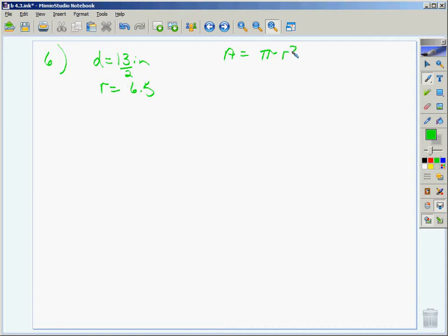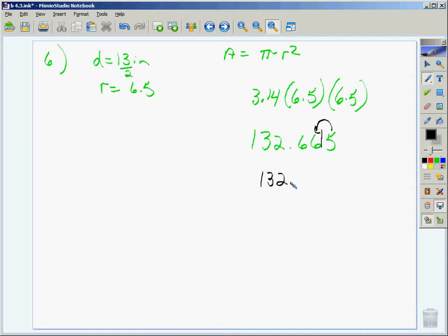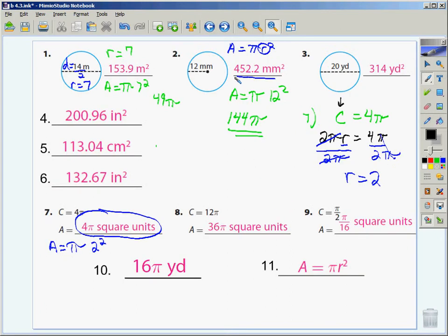Area is pi r squared. So it's 3.14 times 6.5 times 6.5, which is equal to 132.665. It said round to the nearest hundredth, so I'm going to look at this number. This is going to be 132.67 inches squared.